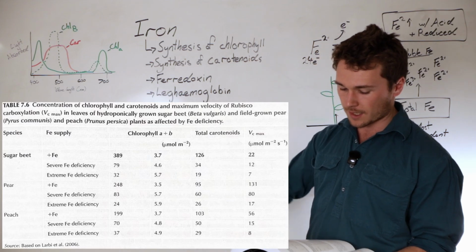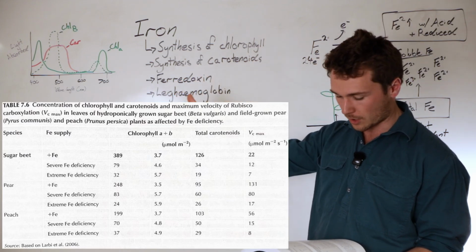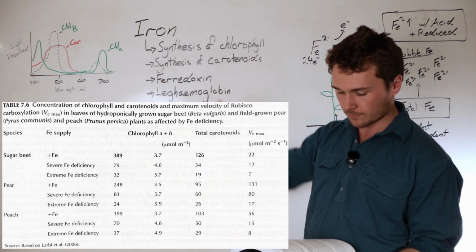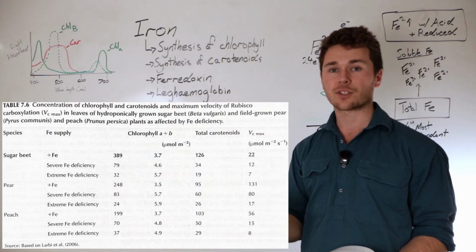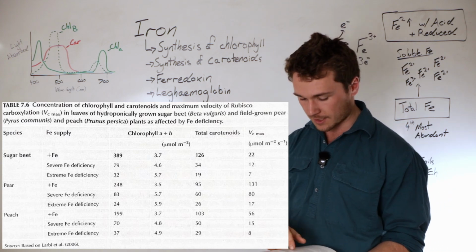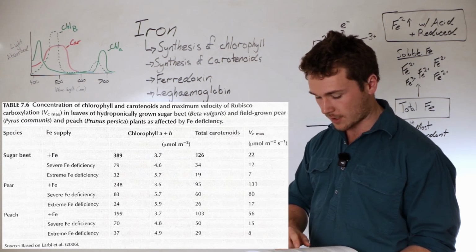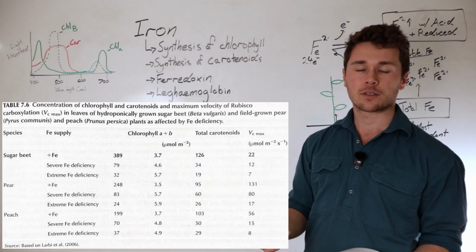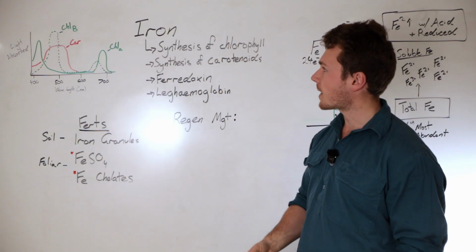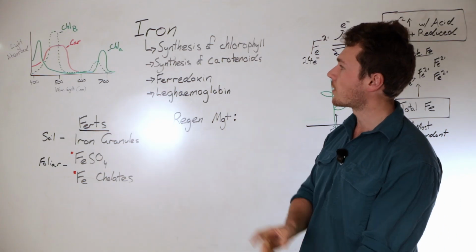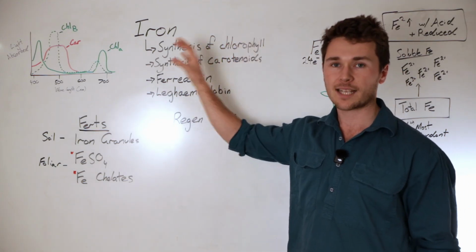So we're going from, say, 400 micromoles to, say, 30 in extreme iron deficiency. So a 10x reduction in your chlorophyll A content. Likewise with the total carotenoids, you're almost getting a 10 times reduction in that too. So pretty important that we have iron supplied to our plants so that they can photosynthesize at their maximum rate.